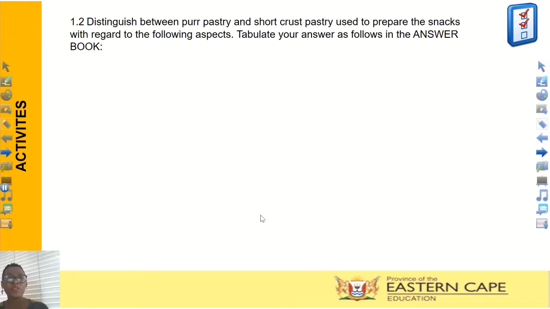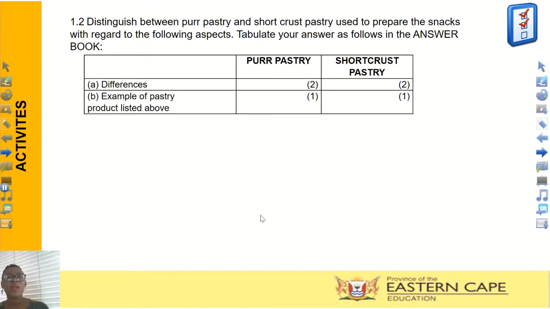Distinguish between puff pastry and short crust pastry used to prepare the snacks with regards to the following aspects. Now, this again is a nice example of how pastries can be integrated with your cocktail snacks. So you must give the differences between your puff and your short crust and give an example of a product. If you look at the mark allocation, you must have two differences of puff pastry and two differences of short crust, and then the examples.